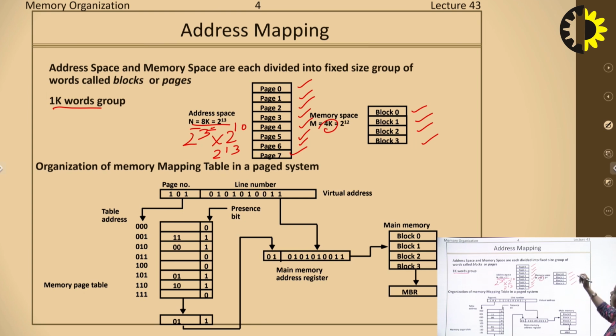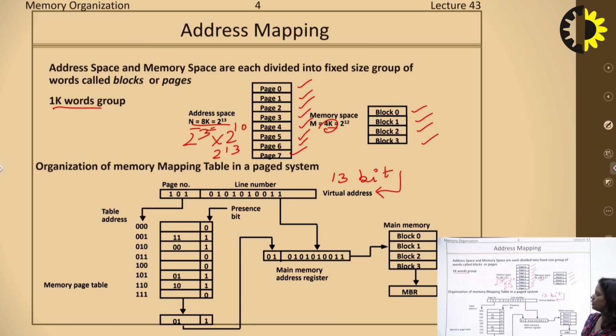And the memory blocks: here we are taking memory of size 4K, that is blocks 0, 1, 2, 3, and one block will be of 1K size. Now how will this mapping be possible, that is, how is virtual memory mapped into main memory, and how is a page used to access a block in main memory? Let us consider an example where a virtual address is given to us. It will be of 13 bits, so a 13-bit virtual address is given to us.